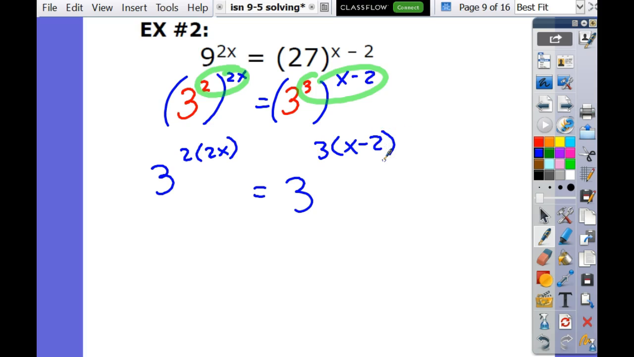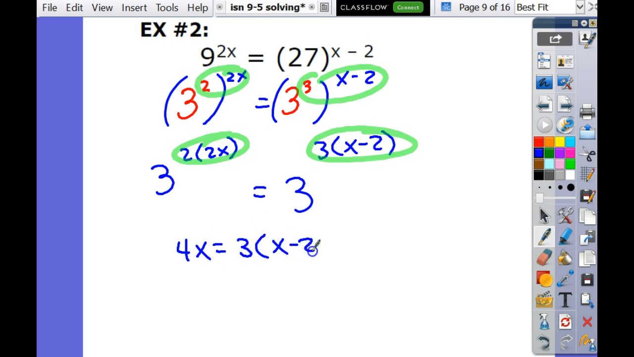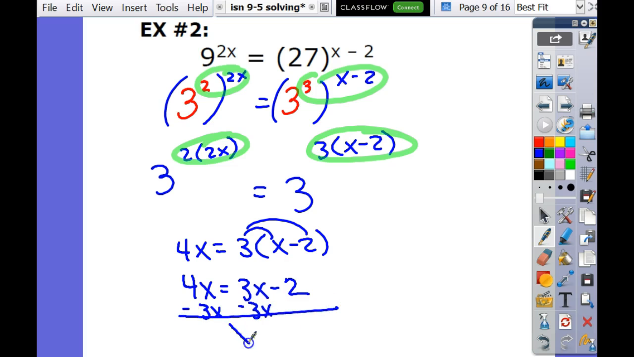The bases are the same. You see the bases are the same? If the bases are the same, then the exponents must be equal. 4x equals 3x minus 2. You have to distribute. To finish, subtract 3x from both sides, and x equals negative 2 is your final answer.